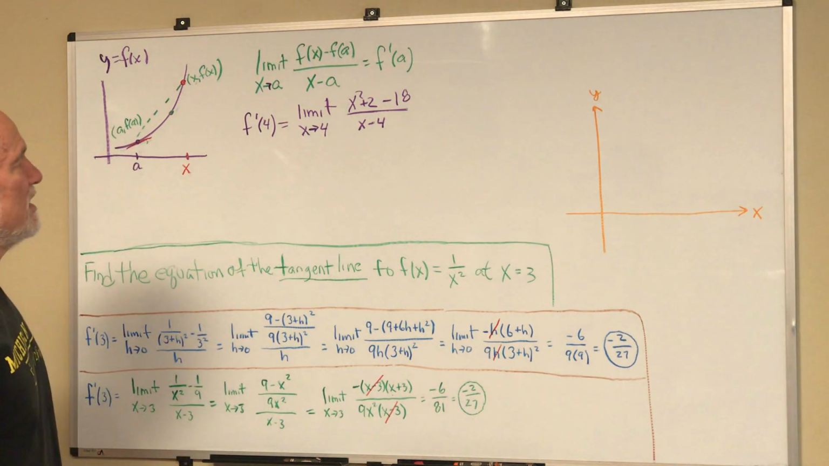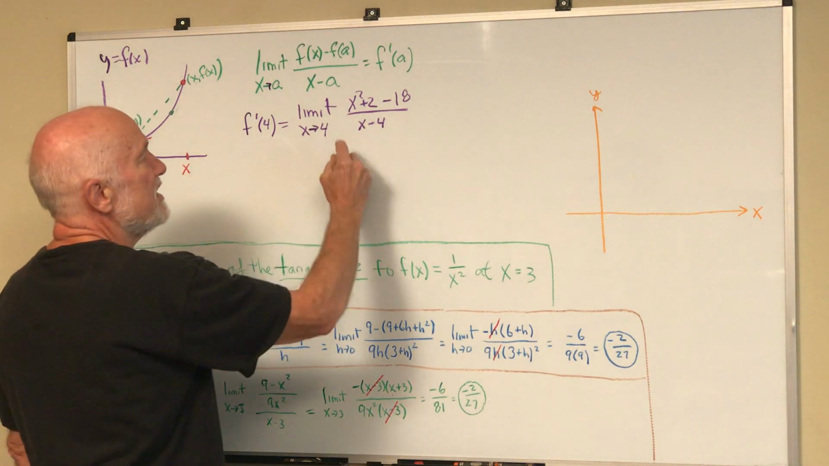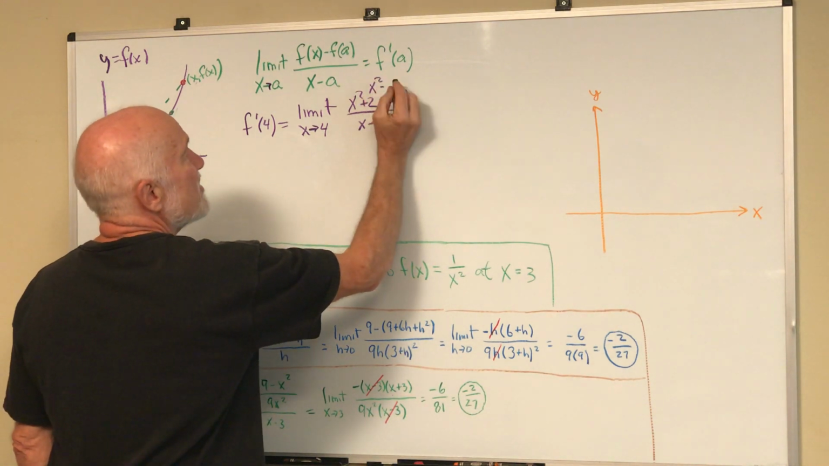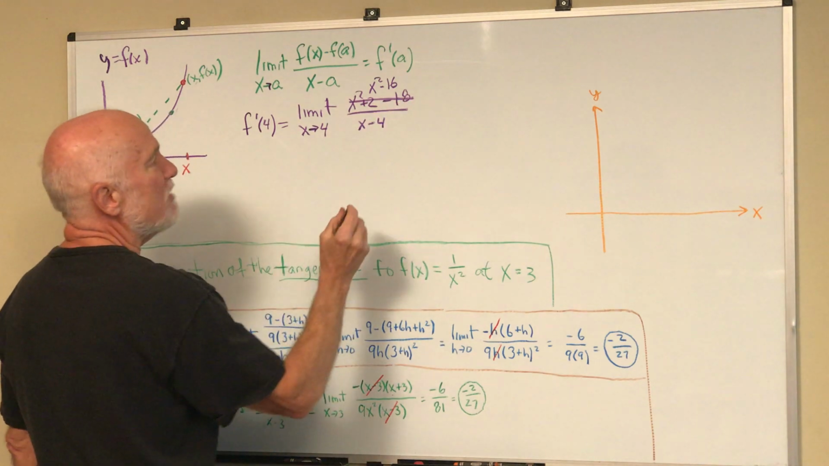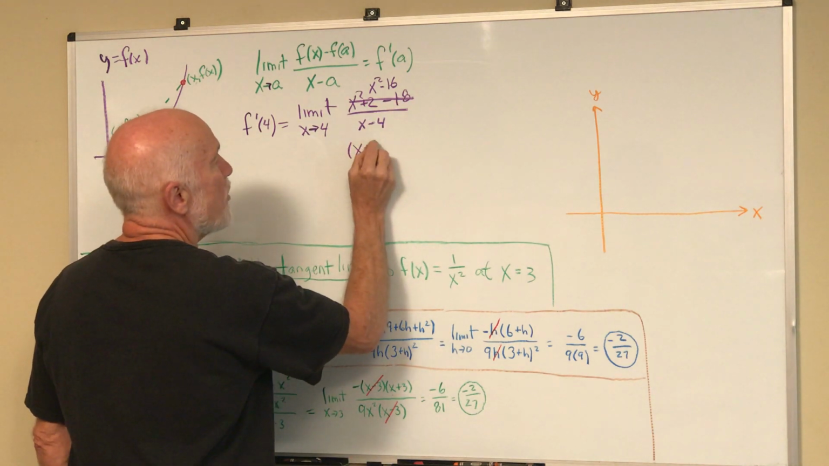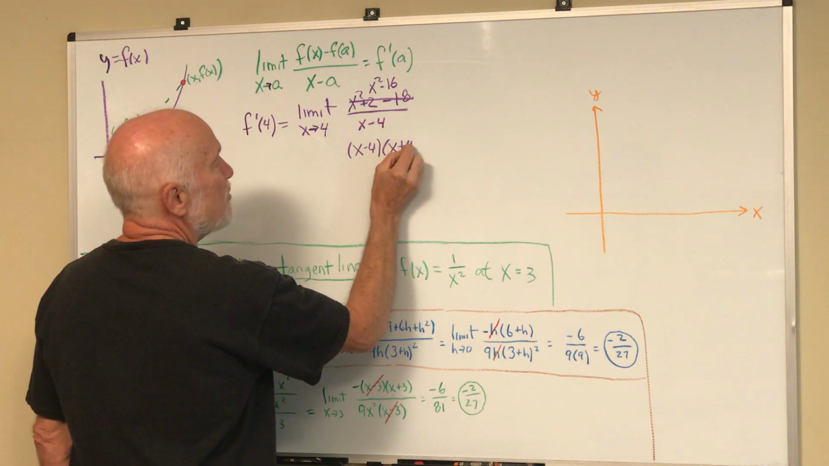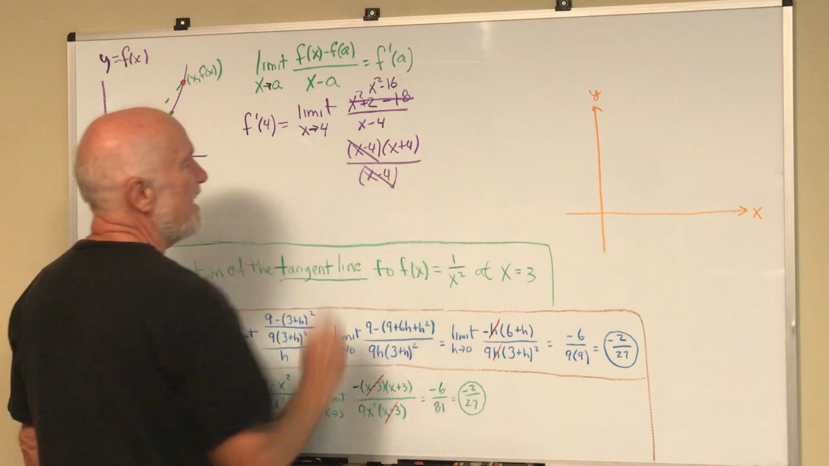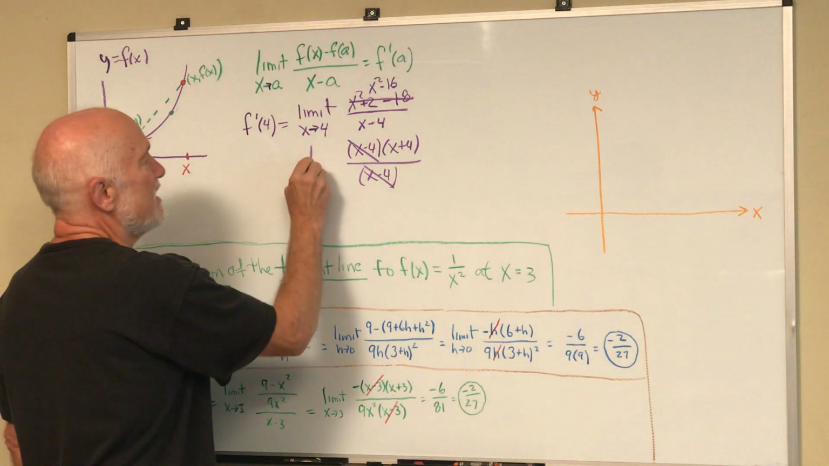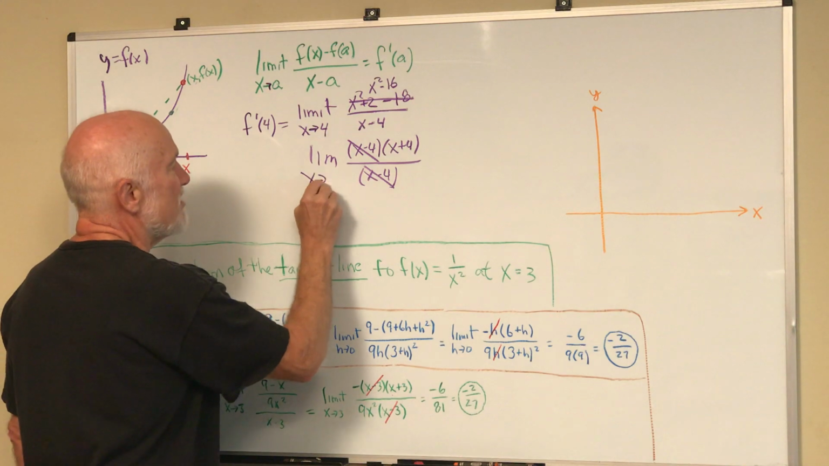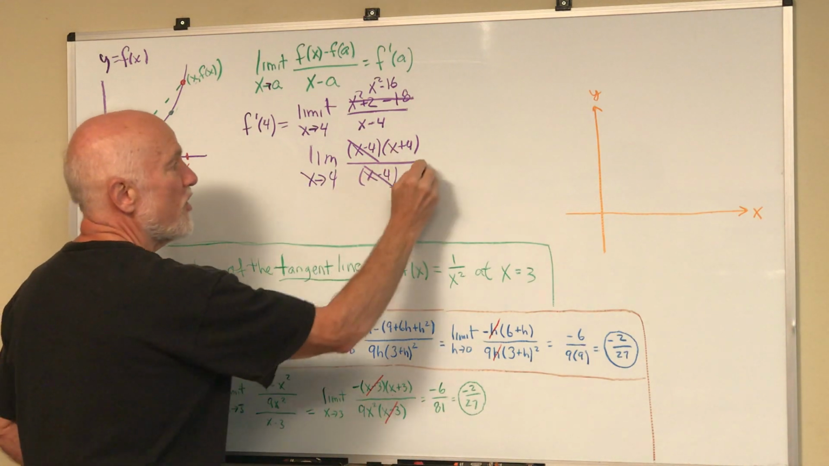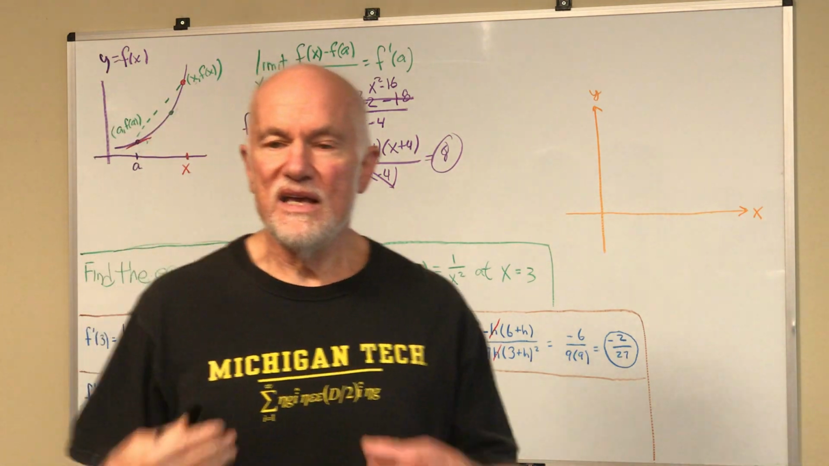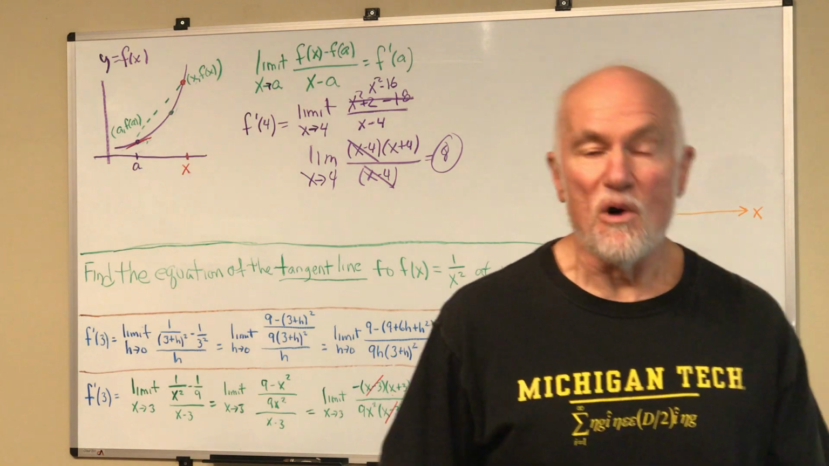So, a little algebra, x squared plus 2 minus 18 is x squared minus 16, which factors into x minus 4 times x plus 4. And lo and behold, the x minus 4's cancel out. And then when we take the limit as x approaches 4, we get 4 plus 4, or 8. So we get the same answer. And that's what we would hope for.